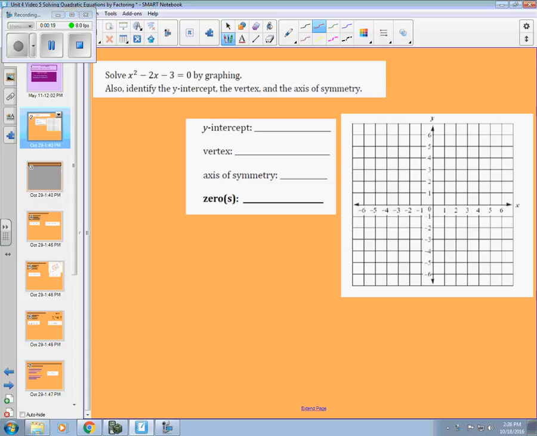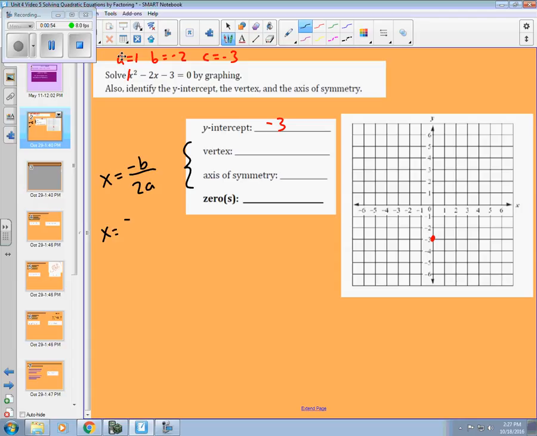Recall, anytime you are graphing a quadratic, we have this a value of 1, a b value of -2, and a c value of -3. Your y-intercept is always whatever that last one is, the c. So our graph should cross through at -3. The vertex and the axis of symmetry both use the equation x equals opposite of b over 2a. So now plug in those values and see what you get.